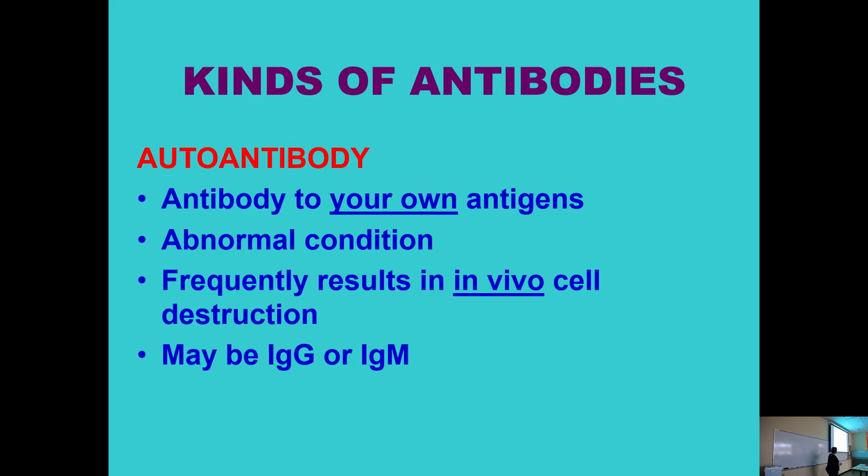Autoantibodies, antibodies to your own antigens. This is an abnormal condition. Frequently results in in vivo cell destruction. So I'm destroying my own cells in my body because I have produced autoantibodies, antibodies against myself. These can be IgG or IgM. We'll talk a lot about some of those farther down the line.